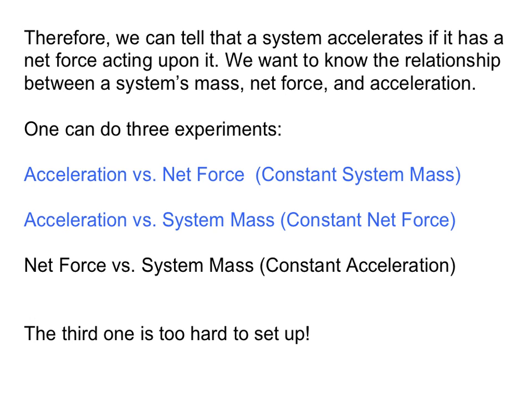We can do one of three experiments, basically looking into two of the three things and doing a round robin between acceleration, net force, and mass. So we did the first two because the third one is honestly very difficult to set up in the lab. So we did acceleration versus net force and acceleration versus the system mass.